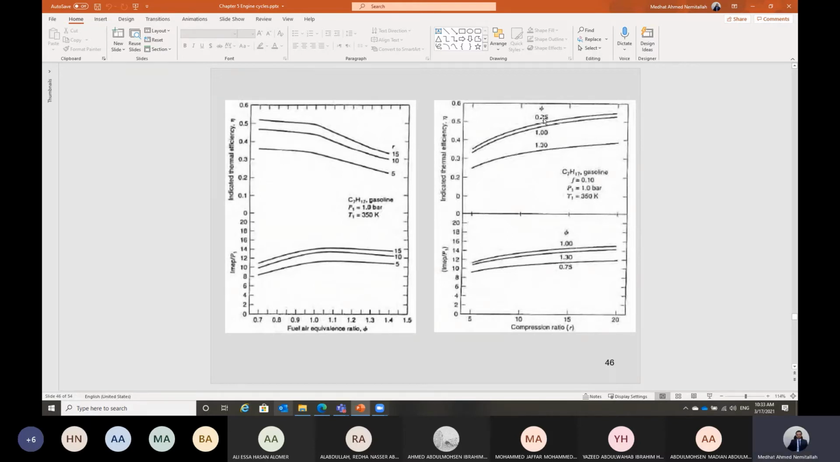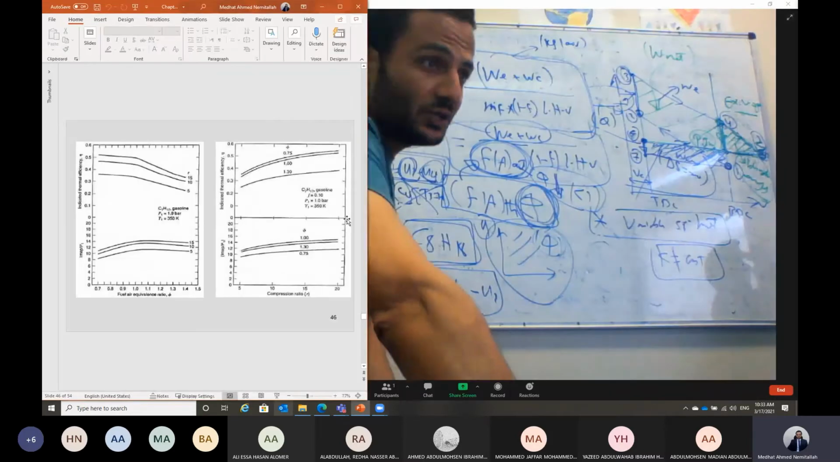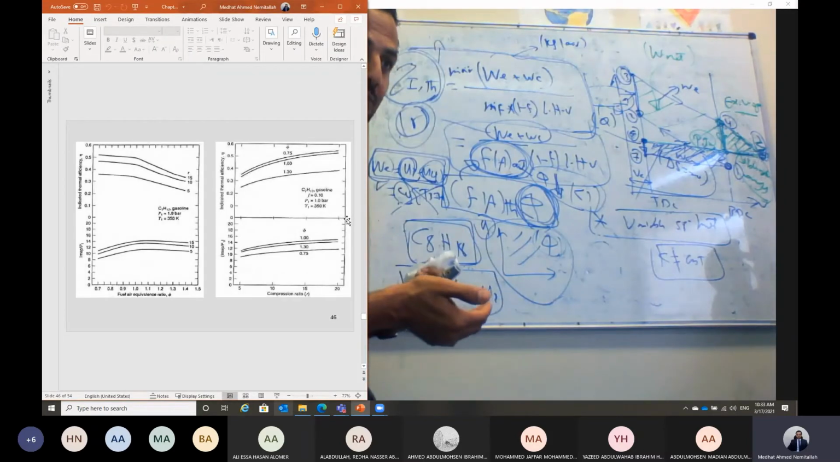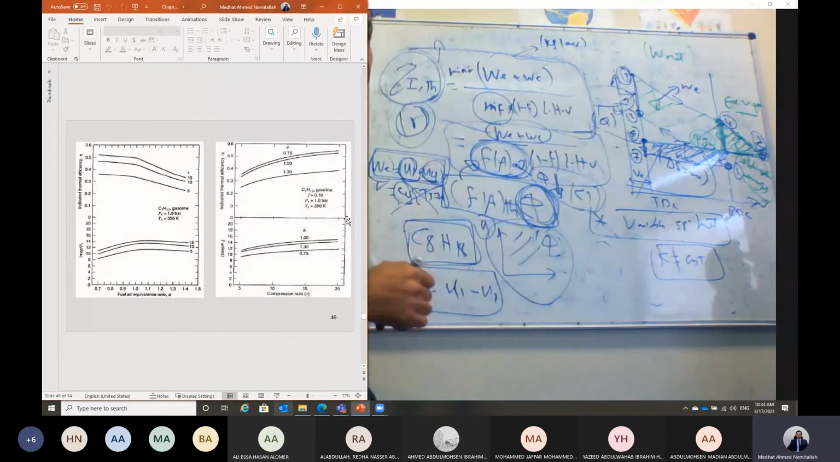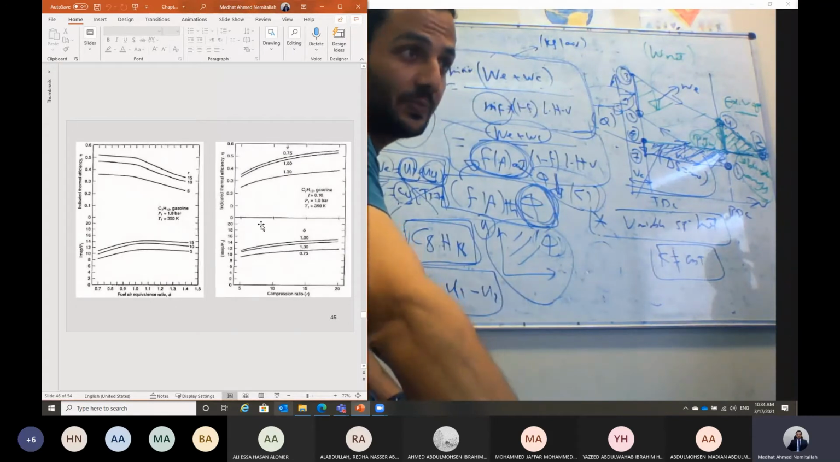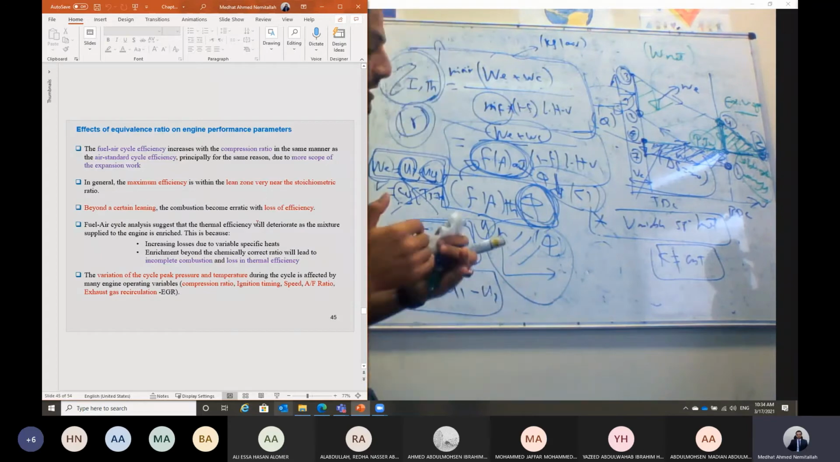If I consider much leaner conditions, that means, Shabab, we have more diluent, more air, and this will absorb part of the heat transfer. So the heat added will be reduced in this case, and the efficiency will be reduced. So the efficiency is maximum in the lean zone, but in the lean zone very close to the stoichiometric condition. We cannot go much lean in this case.